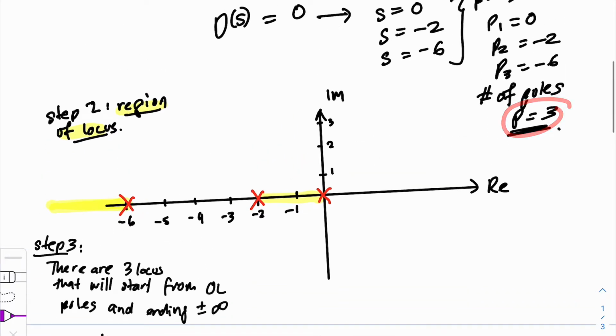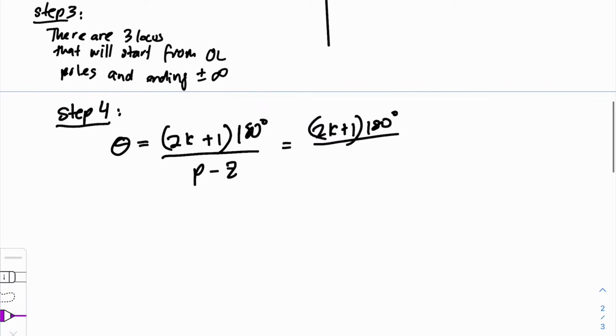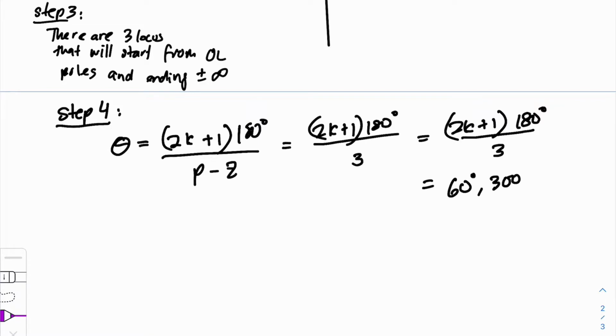Because you have 3 poles and you have no 0, that is going to be divided by 3 only, 3 minus 0, okay? So that will be 2k plus 1 multiplied by 180 degrees divided by 3. So that is 60 degrees, 180 degrees, and 300 degrees. That is for k equals 0, k equals 1, and k equals 2. If you have k equals 3, then the value will repeat 60 degrees, so no need to do anything after that.